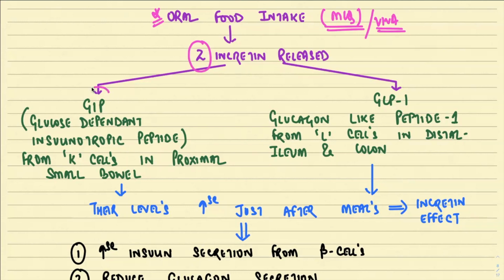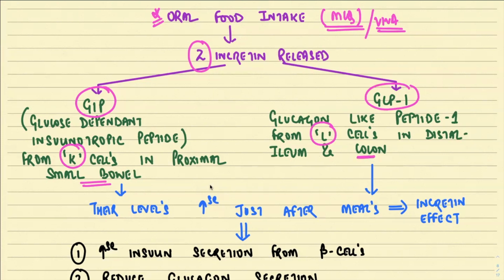One of them is GIP. GIP stands for glucose dependent insulinotropic peptide. It is released from the K cells in the proximal small bowel. Another incretin is GLP-1, called glucagon like peptide 1, which is secreted from the L cells in the distal ileum and the colon.